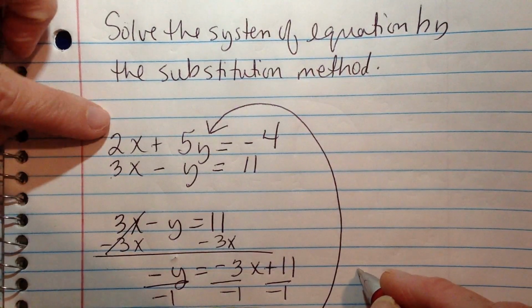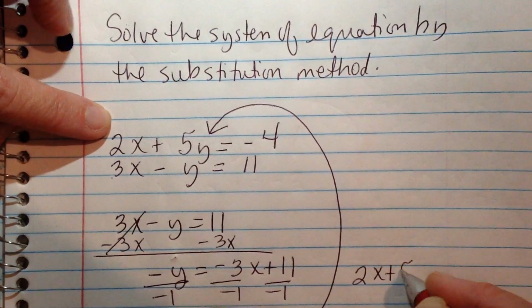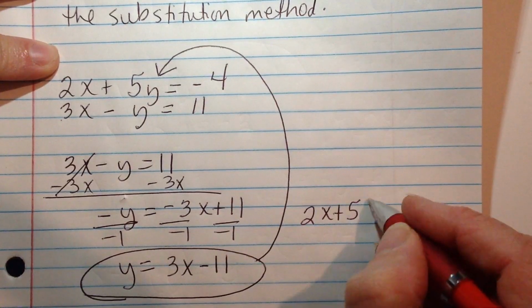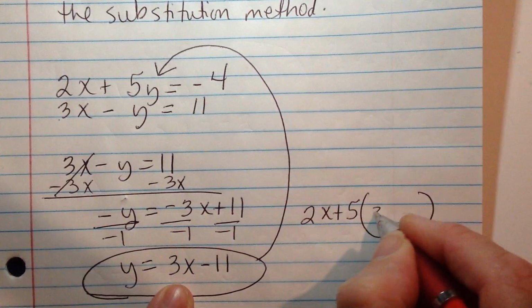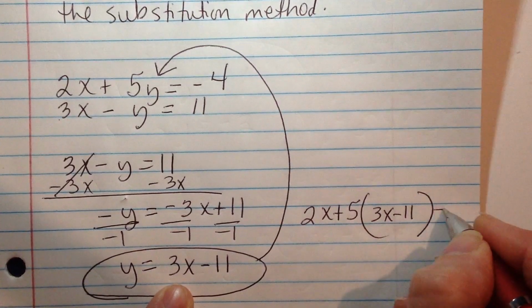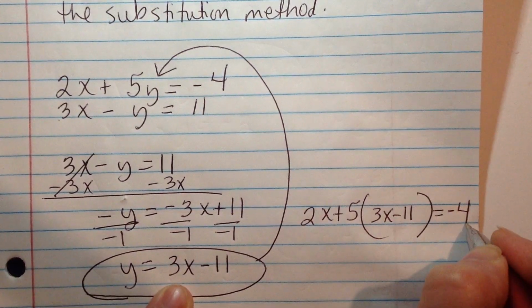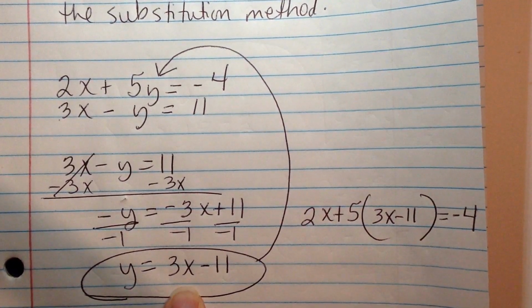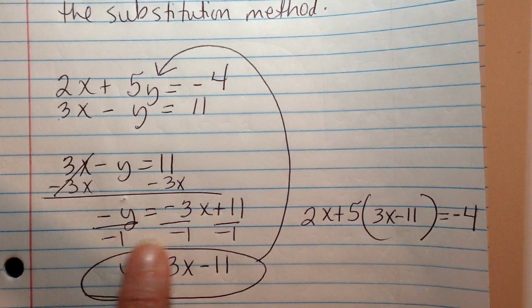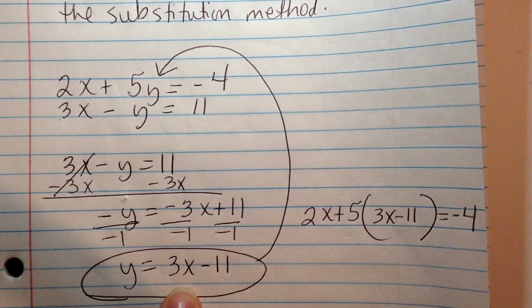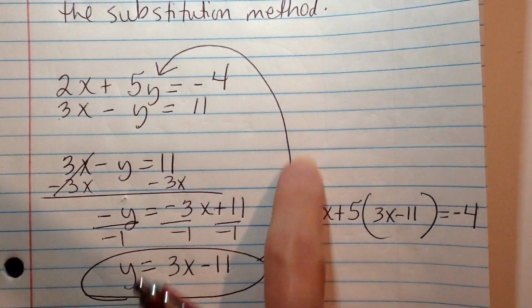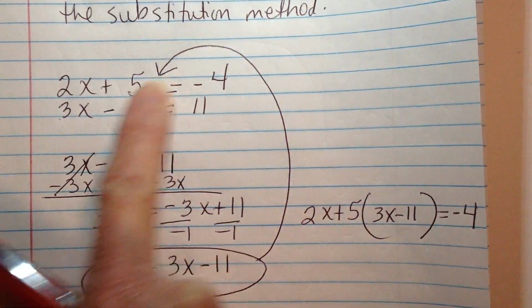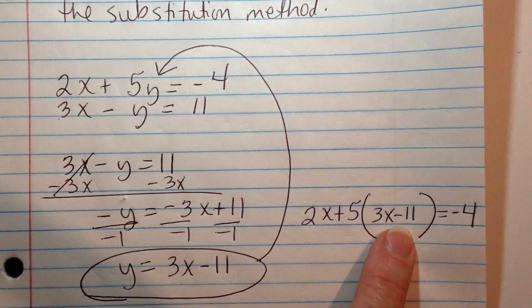So taking this other equation, I have 2x plus 5 times what is y, what did we find y to be? 3x minus 11 equals negative 4. So we took what y was in our equation after we divided everything through by negative. We found y to equal 3x minus 11. We take what y is in the second equation and plug it back into y in the first equation. And that's what I've done here.